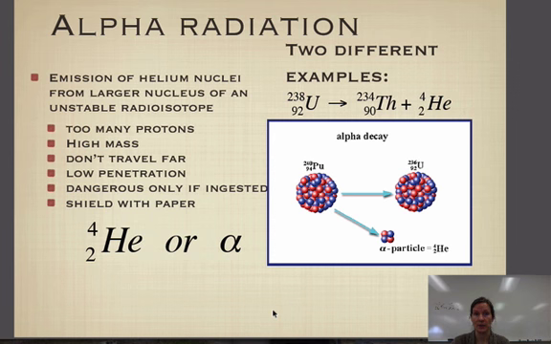So there's an example up at the top of the screen of uranium-238 going through alpha radiation. It's losing that helium nuclei with 4 total subatomic particles, 2 protons, 2 neutrons, which changes your proton number by 2, and it changes your mass number by 4.